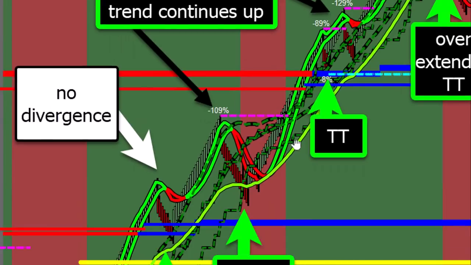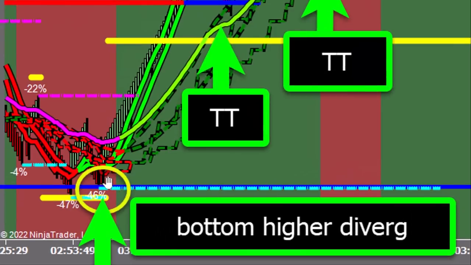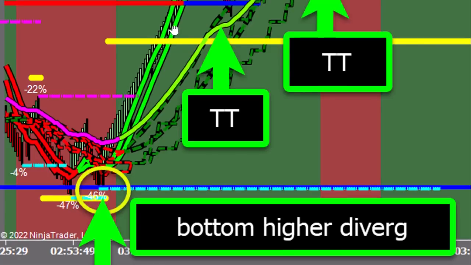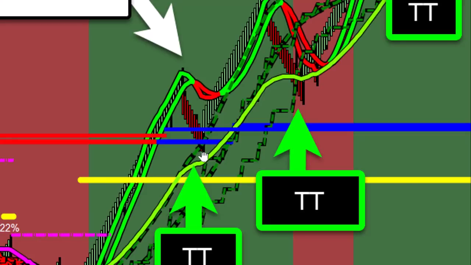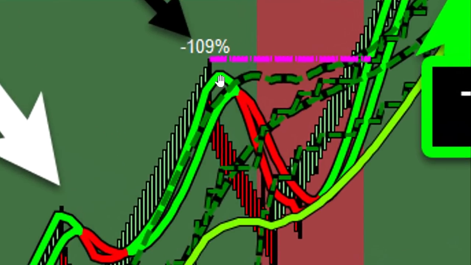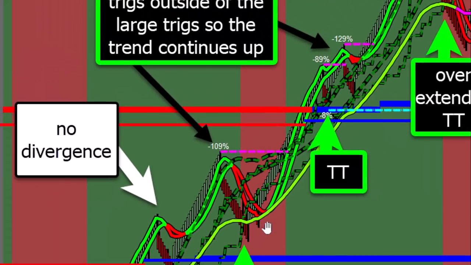So we can go back and start at the bottom and work our way forward. Number 1, we had 3 divergences at the bottom, and we had a second higher divergence, which caused the market to reverse up. At which point we had no divergence, but the small triggers are outside of the large triggers, which means we're going to have a trend trade long. As the market goes up, we end up with a divergence pivot, but because the small triggers are outside of the large triggers, we're going to have another trend trade long.